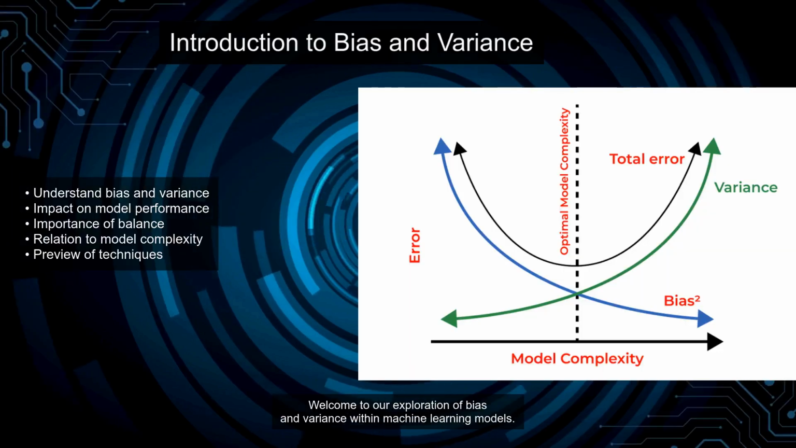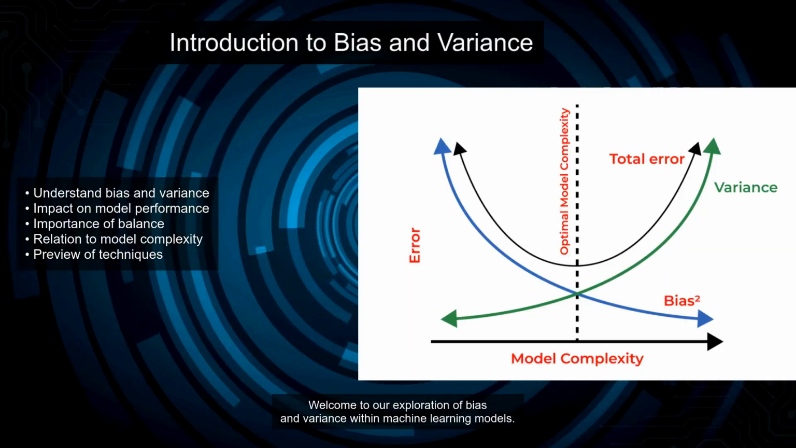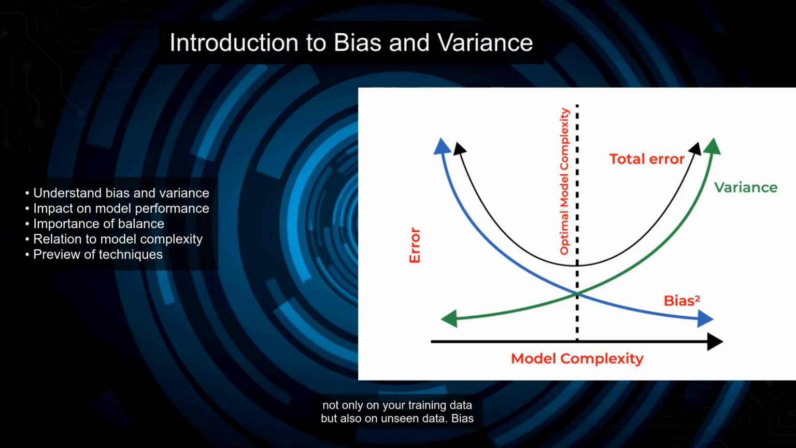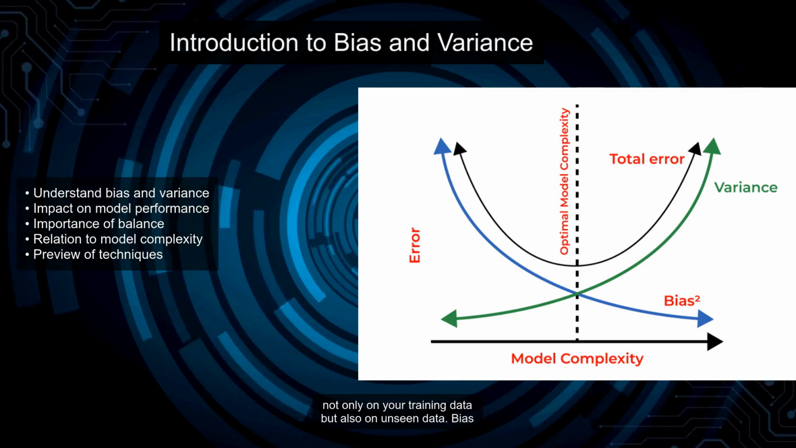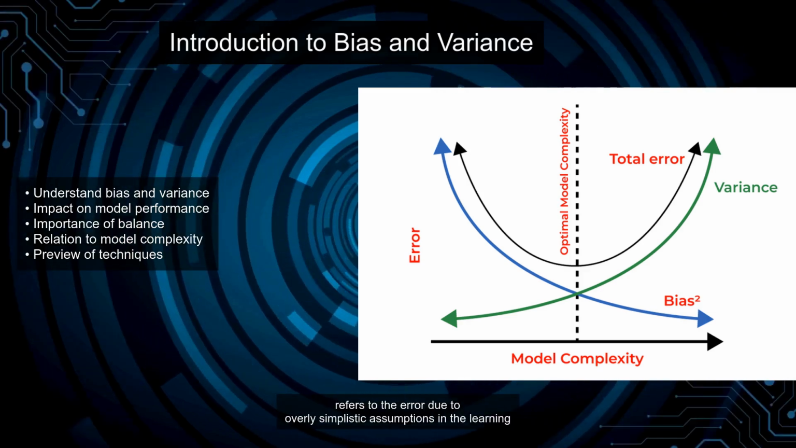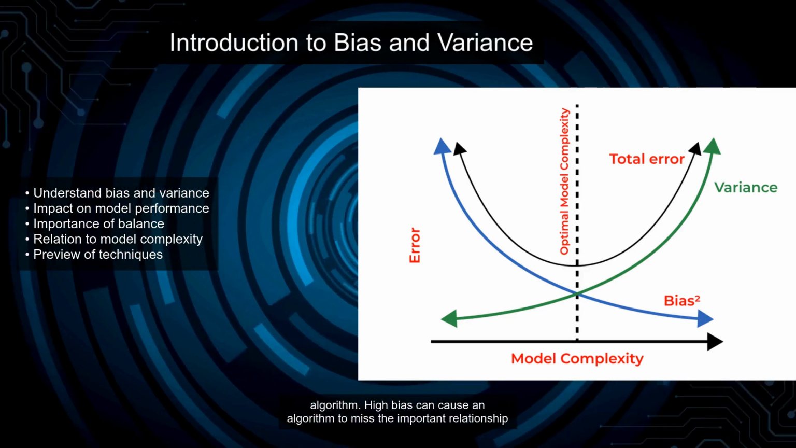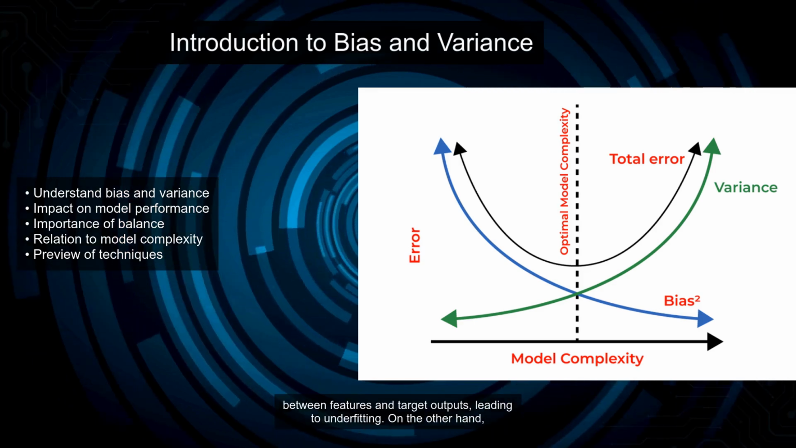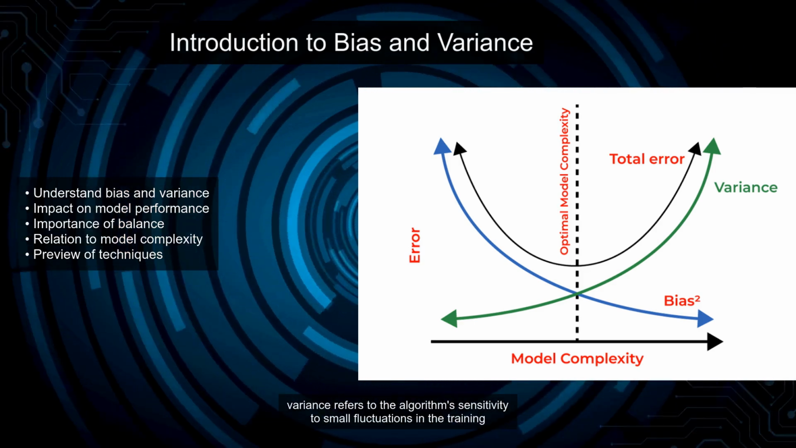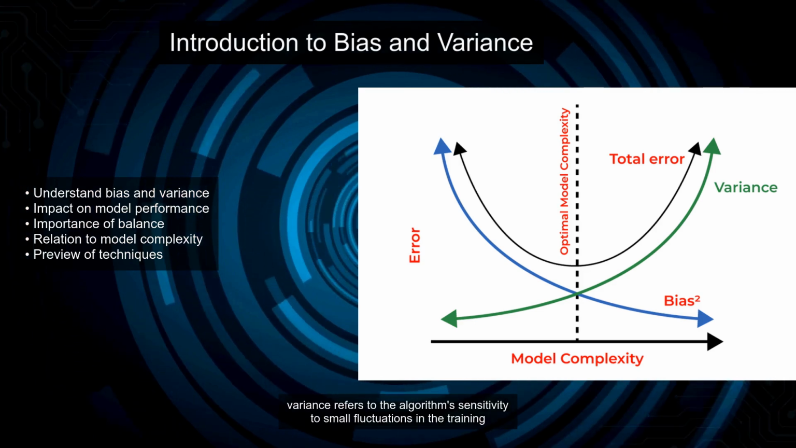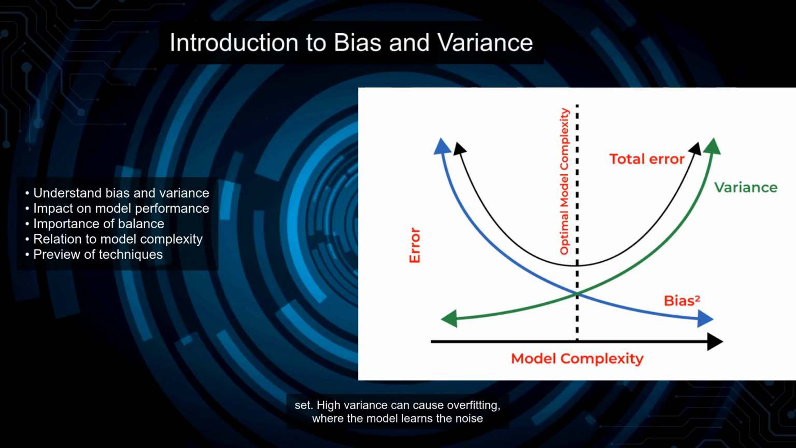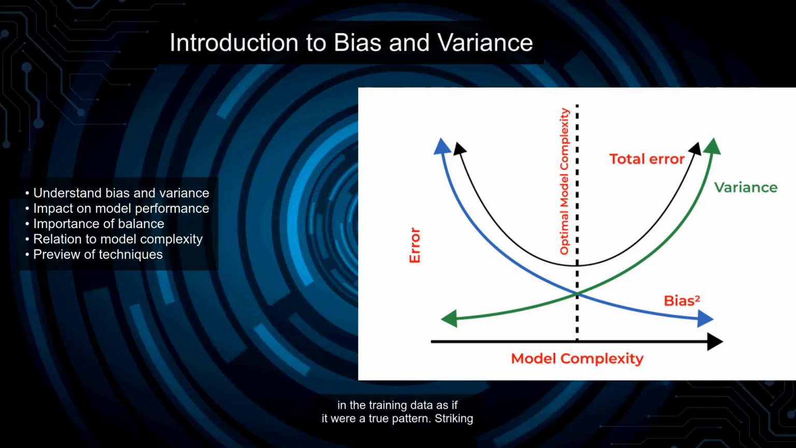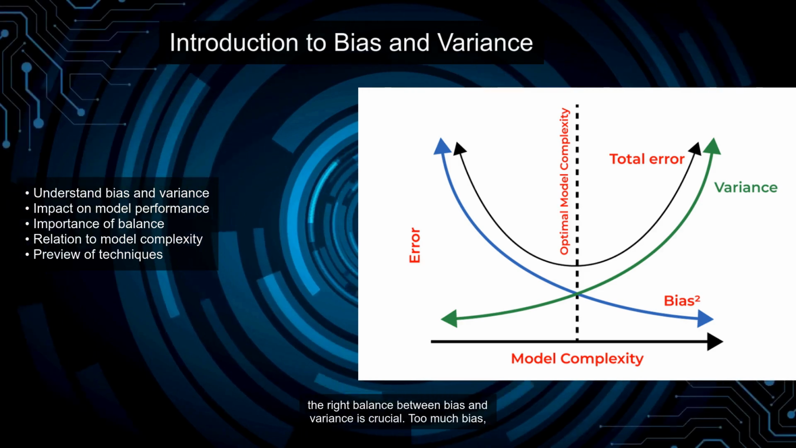Welcome to our exploration of bias and variance within machine learning models. These two components are critical in determining how well your model performs not only on your training data but also on unseen data. Bias refers to the error due to overly simplistic assumptions in the learning algorithm. High bias can cause an algorithm to miss the important relationship between features and target outputs, leading to underfitting. On the other hand, variance refers to the algorithm's sensitivity to small fluctuations in the training set. High variance can cause overfitting, where the model learns the noise in the training data as if it were a true pattern. Striking the right balance between bias and variance is crucial.